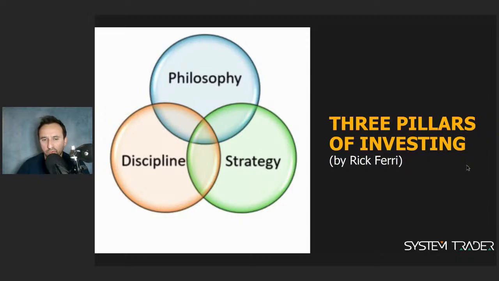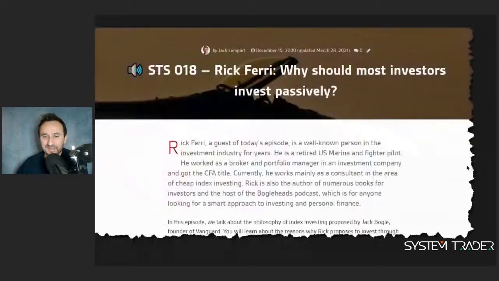Once we have a philosophy, on top of that we have to build a strategy. That's an implementation of specific steps which are trying to make that philosophy work for us. And once we have a strategy, we have to be very disciplined in following it. And as I said already, discipline in these three pillars is the most difficult part of investing.